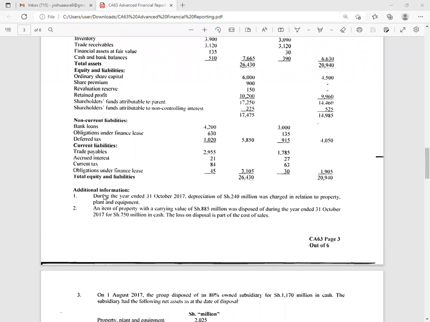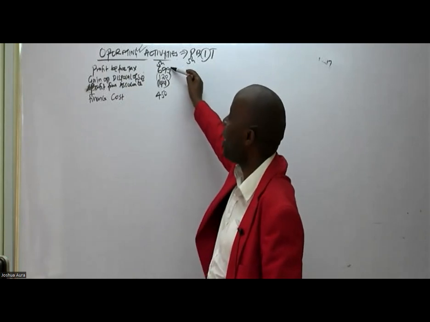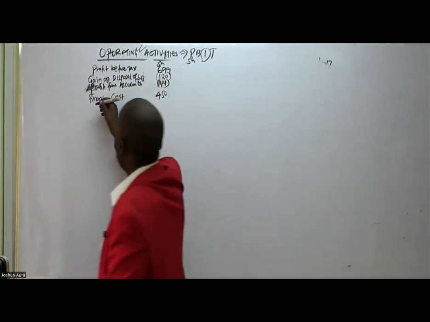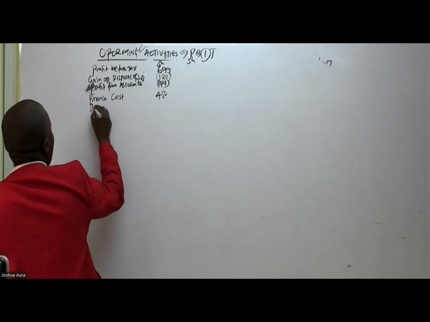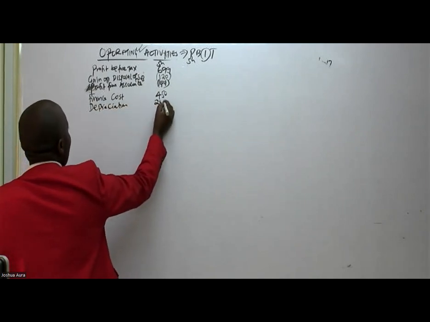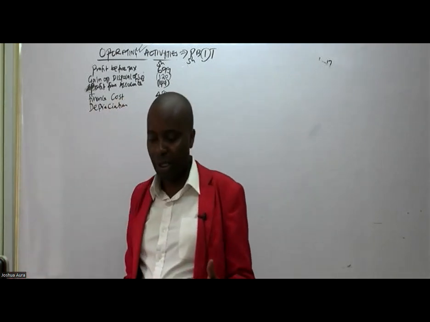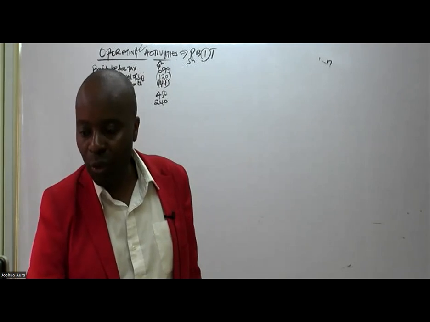We are told, note number 1, during the year ended 31st October 2017, depreciation of 240 was charged in relation to property, plant, and equipment. So this depreciation of 240 must have been subtracted from here. So come here and give us the depreciation. So we have here the depreciation of 240. So I'm adding back that depreciation. Thank you so much. So please continue.